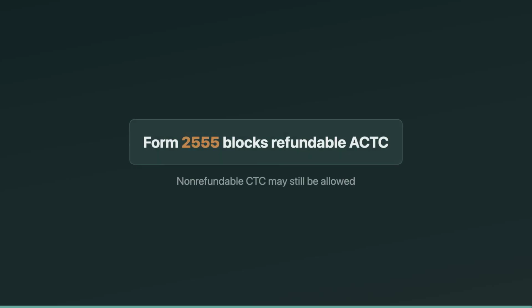Mechanically, you report and compute these credits on Schedule 8812. It's doing two jobs: figuring the non-refundable child credit and other dependent credit, and then figuring whether any refundable ACTC is allowed. One more exam favorite: Form 2555. If the taxpayer claims the foreign earned income exclusion on Form 2555, they cannot claim the refundable ACTC, but they can still claim the non-refundable child tax credit if they otherwise qualify.